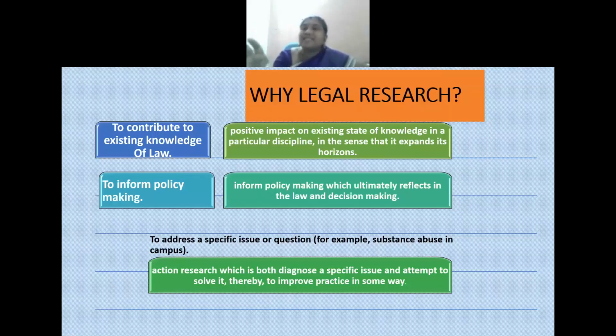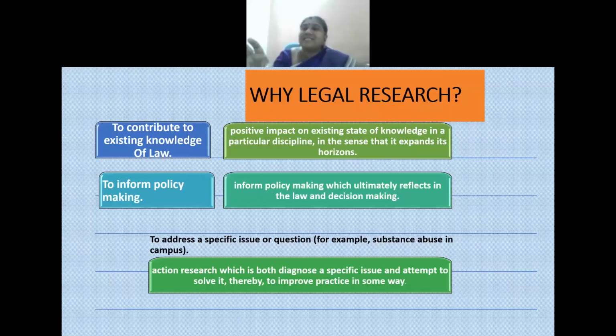Legal researchers have to do that. Go to the society, ask questions, or find data to say that this is not done properly. Already there is a law, but it is not reflecting. So that is also the reason why. So contribute to the research, whether you are going to expand the horizons, or whether you are going to suggest a policy, as it is not there already, or whether you are going to find out, answer some specific issue.